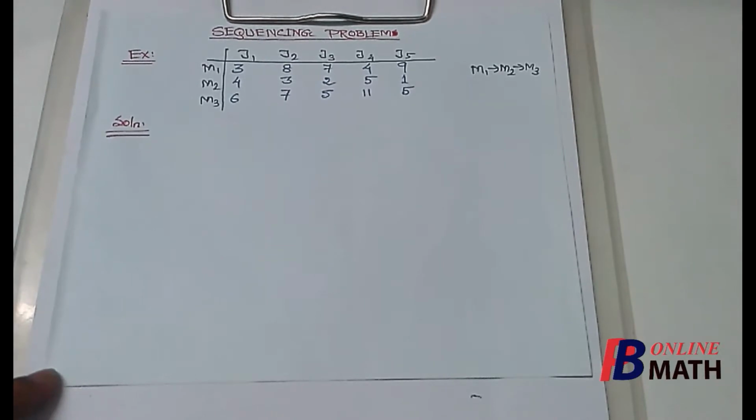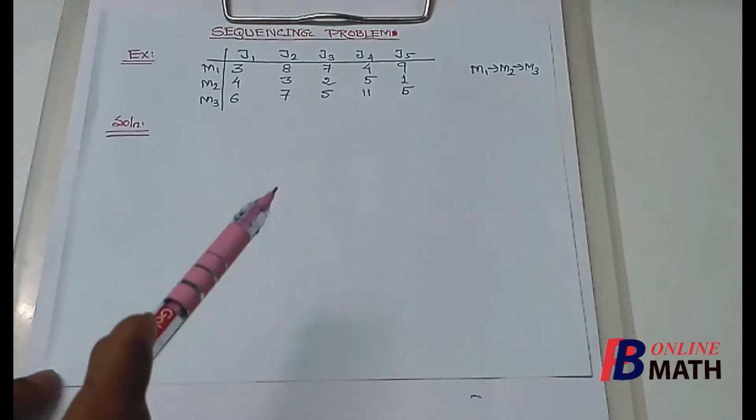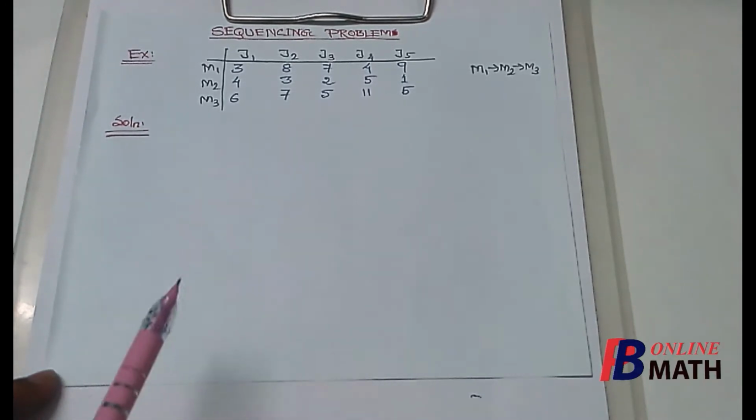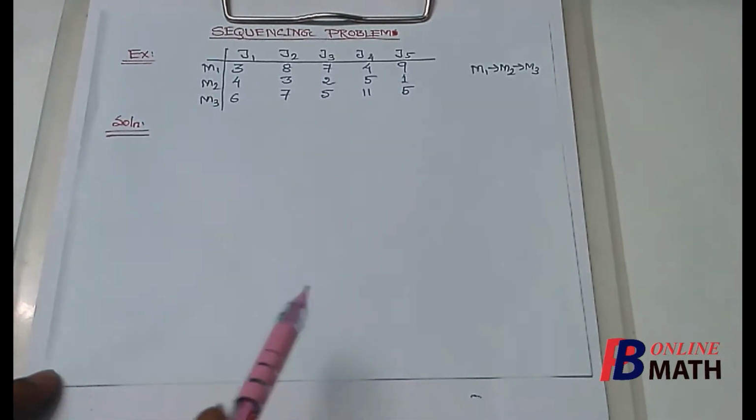Let us start the solution. Now in the problem of n jobs with 3 machines, we have to check one optimality test. That means this problem may or may not have an optimal solution. This problem has an optimal solution if the processing times satisfy one particular condition. So let us check the optimality condition.